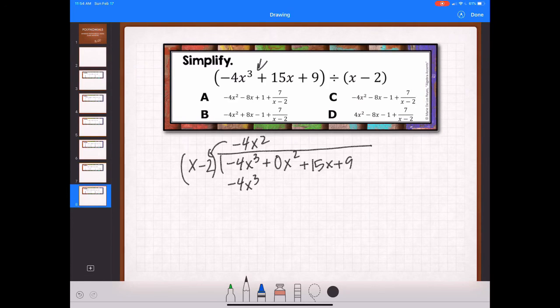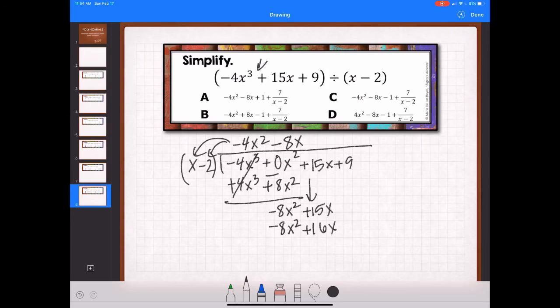Multiply again because you're multiplying into both. So that's positive 8x squared. Opposite, opposite. This gives us negative 8x squared. Bring down plus 15x. So now we have x times negative 8x gives us negative 8x squared plus 16x. Opposite, opposite. Cancel. Get negative x. Bring down positive 9. x times negative 1 gives us negative x plus 2.